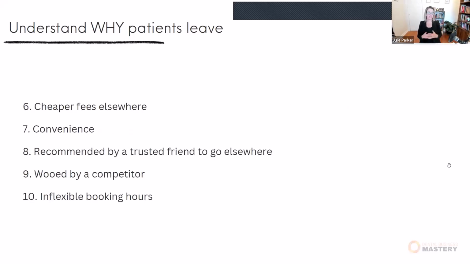Cheaper fees elsewhere, just not preferred provider. They keep hearing that there are cheaper fees elsewhere. They've seen these special offerings of exam, scale and clean for $100. Why not? I'm due anyway. I'll just save a few bucks and go over there. And if they go over there and they experience a quite similar experience to what they receive with you, why wouldn't they just stay there?